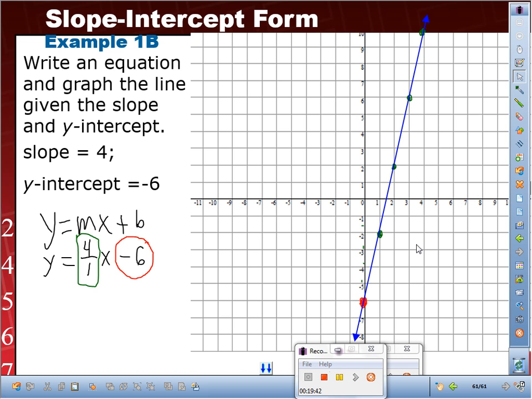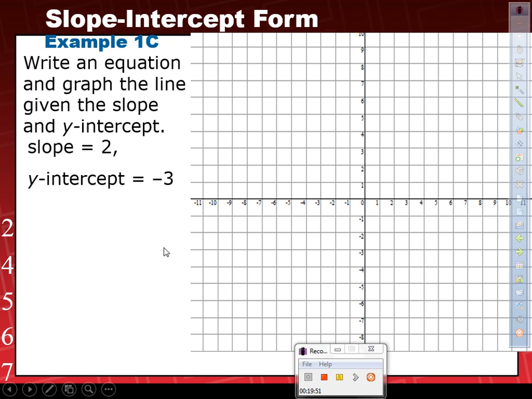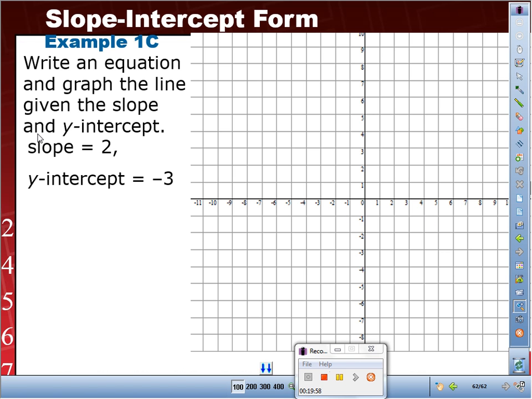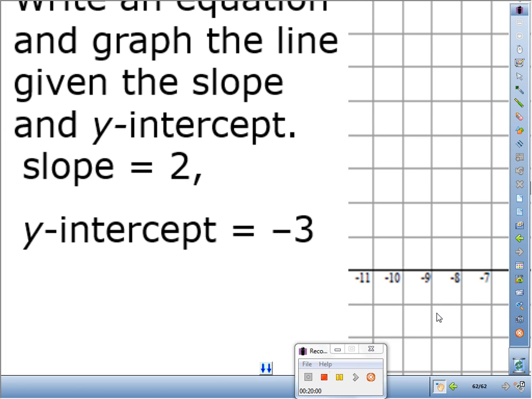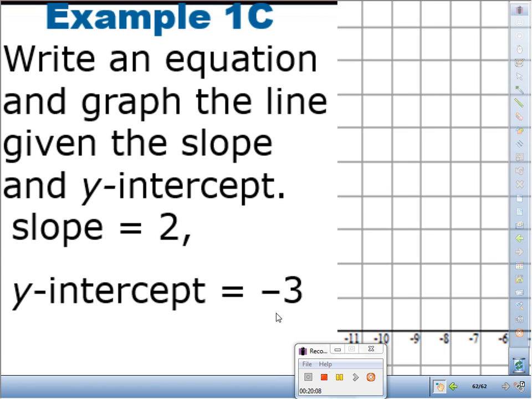So, turn it over on the little graph in the back. I want you to do this one by yourself. Here it goes. Example 1C. Because I want to see if you know what you're doing. Once again, you don't need the instructions. You already have them. Example 1c, slope is 2, y-intercept -3. Write your equation and graph your line, please. Go.